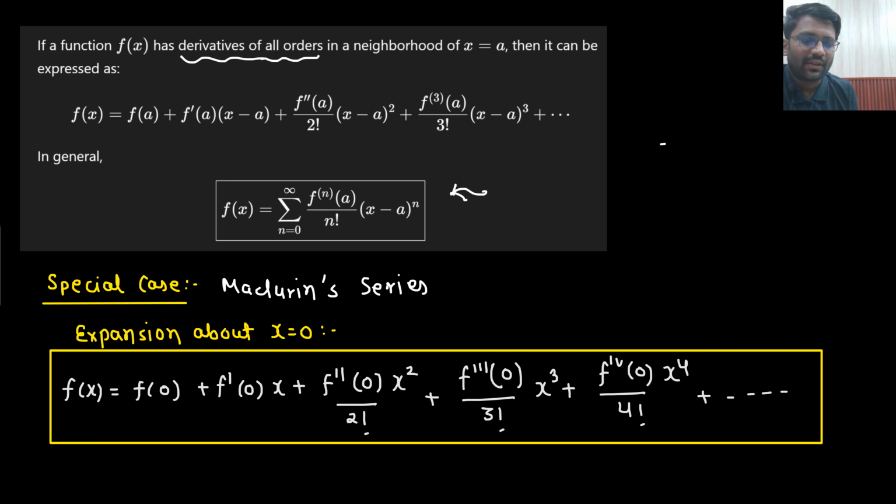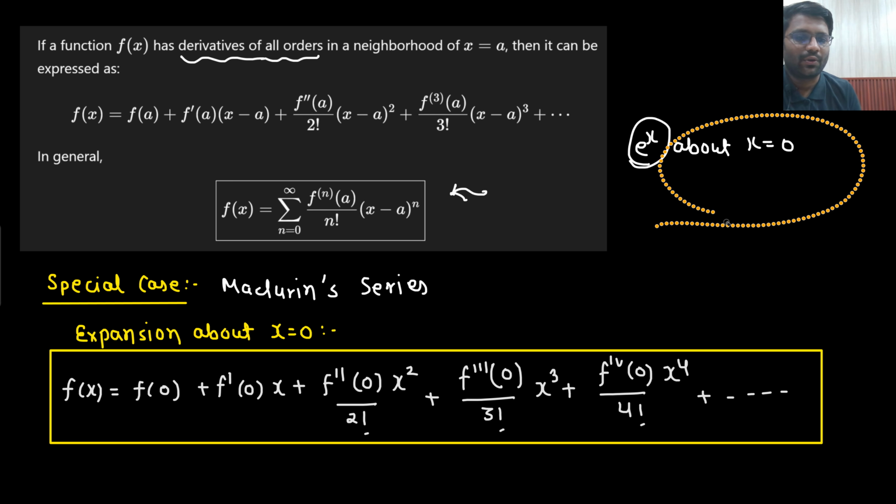Now I am giving you a question. Find out the expansion of e to the power x about x equals 0. Can you find it out on your own? Can you expand e to the power x about x equals 0? This is your f(x). Write down in this manner, differentiate, put x equals 0, you will get the answer. Double differentiate, put x equals 0, you will get the answer. So do it on your own.